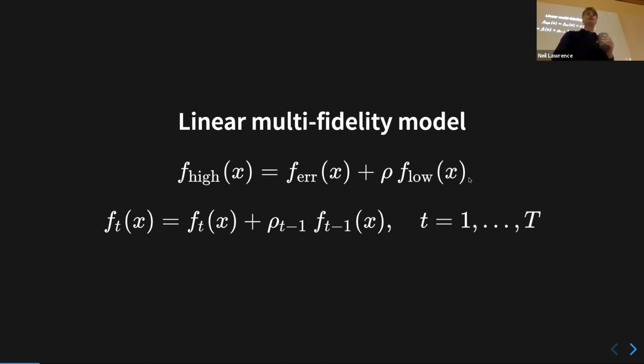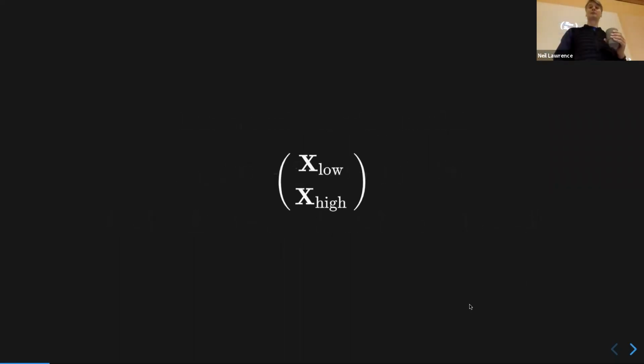We can do this across multiple emulators, the highest fidelity being the T emulator and the next highest T-1, T-2, etc. We can compose our functions in this way additively to try and describe everything that's going on. And that's particularly nice if we're using Gaussian processes as emulators. So we end up with an input data set that now contains the inputs that we choose for the low fidelity.